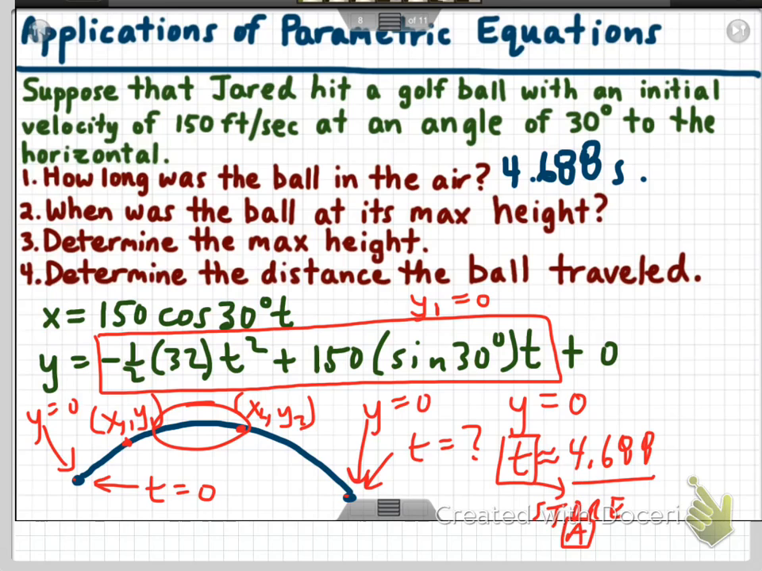Well, the ball was at its max height halfway between when it was struck and when it hit the ground. So you could take half of that value, and half of that would be 2.344 seconds. So 2.344 seconds is when it was at max height. And what is the maximum height? Well, what is the y coordinate at 2.344? I'm getting really messy here.